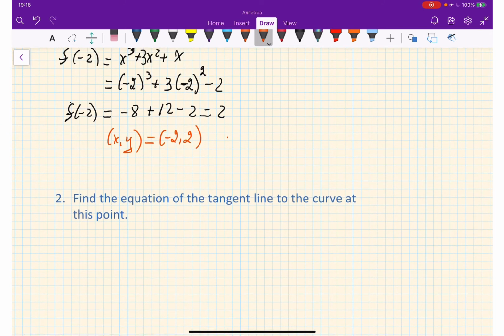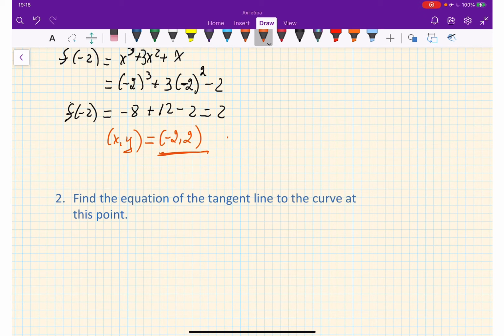Find the equation of the tangent line to the curve at this point. Since we know it's safe to turn starting from this coordinate, we need to know what tangent line will go through this point. We need to find the equation of the tangent line.